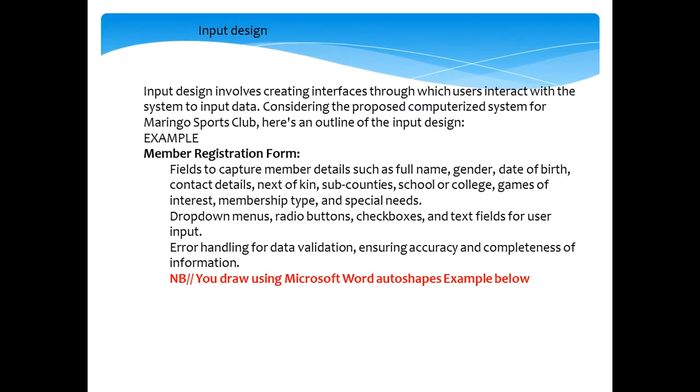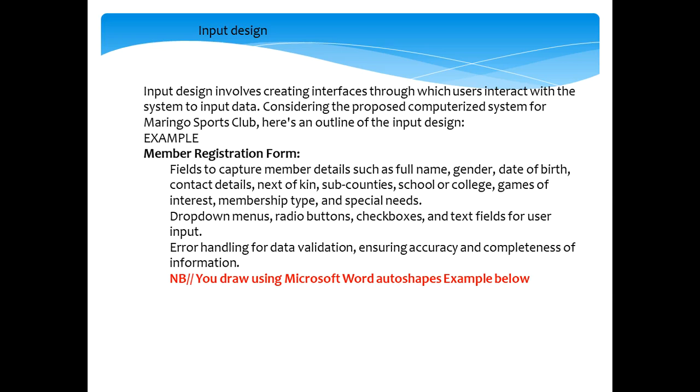Then we have input design. Input design involves creating interfaces through which users interact with the system to input data. So here you are basically talking about the forms. Considering the proposed computerized system for Maringo Sports Club, here is an outline of the input design. Example, we shall have the member registration form. This is the form drawn from the member details table where we shall have the fields shown there. So you draw using Microsoft Word auto shapes.